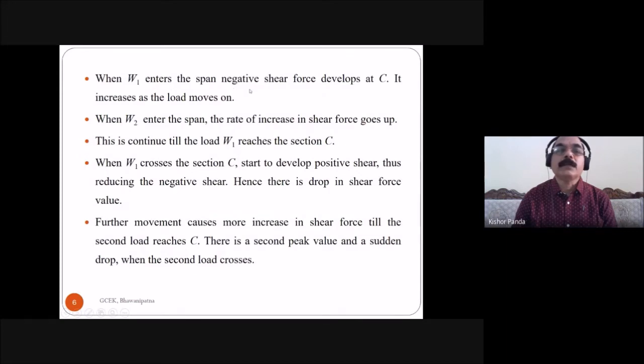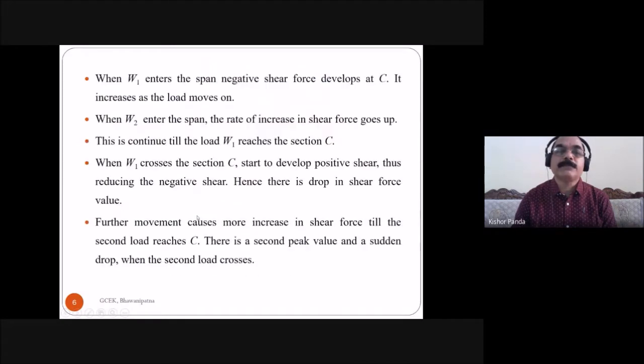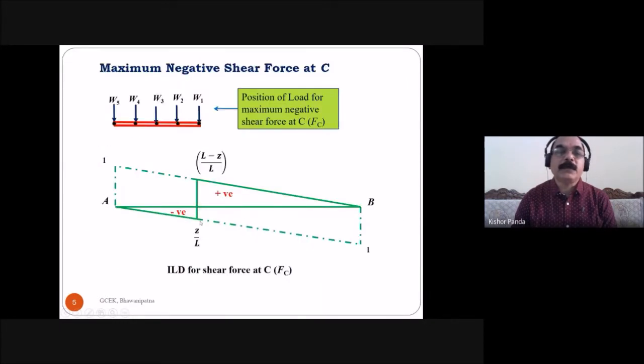When W1 enters the span, negative shear force develops, and it increases as the load moves on. When W2 enters the span, the rate of increase in shear force goes up. This continues till the load W1 reaches the section C. Till the load W1 reaches the section C, the negative shear force increases at the section C.